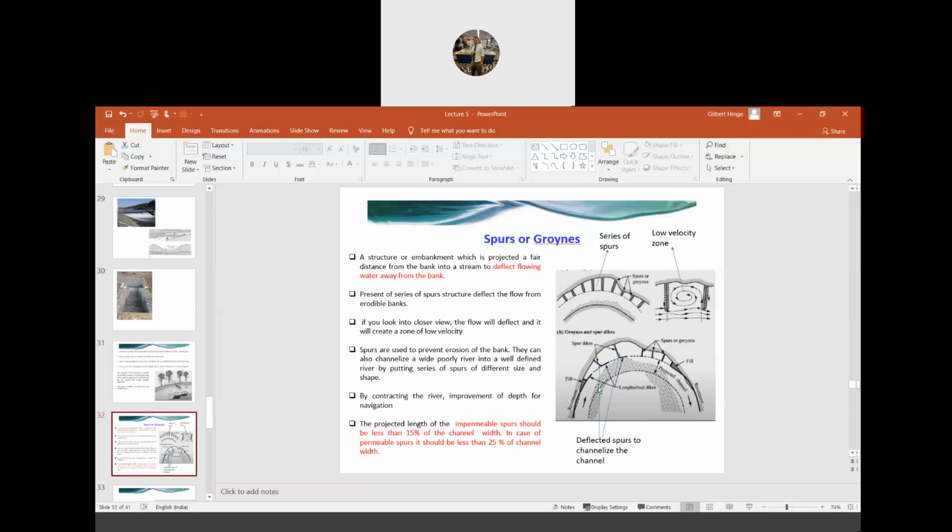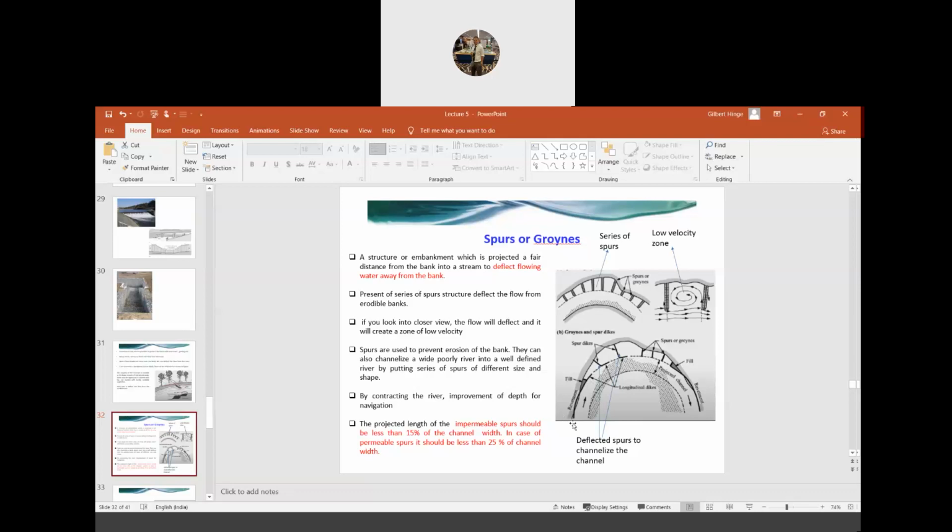This is called a projected river because of the presence of the spurs, because the spurs will deflect the water. Also apart from this, now see here, initially this is the area, right? Because of the presence of spurs, the water starts to deflect in this way. The area is reducing. Because we are contracting the river, the depth will increase here. So in some cases, we also use spurs to contract the river in order to improve the depth for navigation.